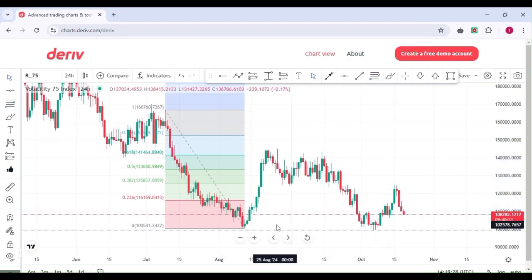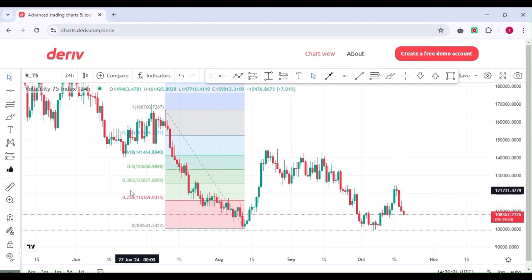Make sure it's exact, and then you can see now we have the numbers I told you. We have 23.6%, then we have 38.2%, then we have 50%, and then we have 61%, and then we have the 100% on top. So basically with that knowledge, if you want to convert this to percentage, you'll just multiply by 100 and it will be the same.